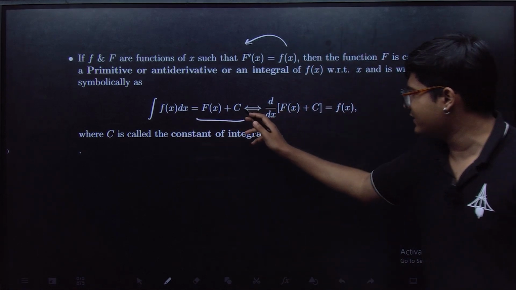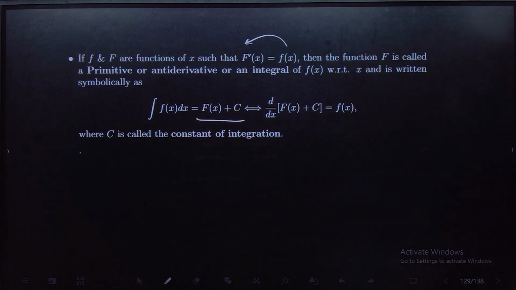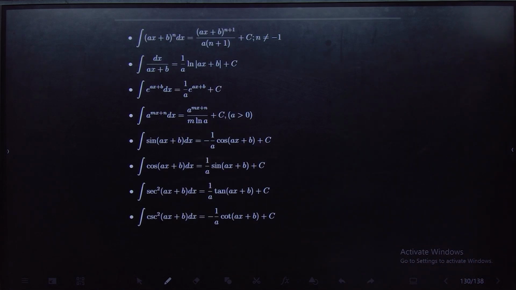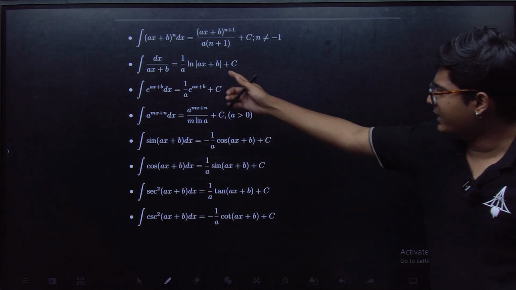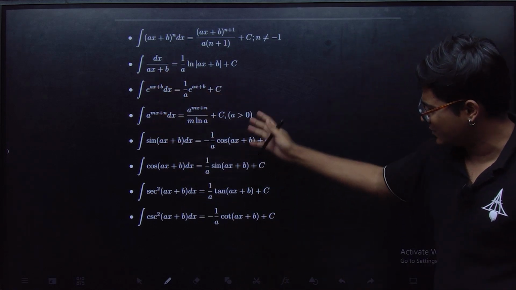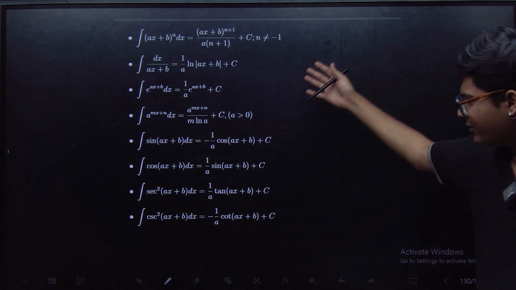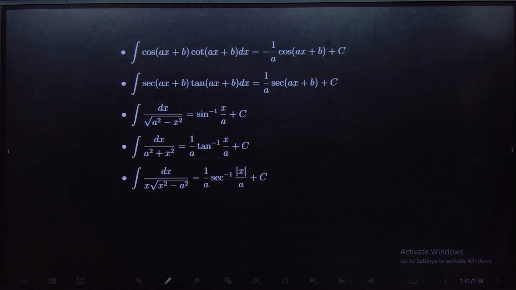So you can see this is true if and only if the derivative of F is equal to small f, right? Okay, cool. Now some standard integrals that you need to remember. Integral of (ax plus b) to the power n is (ax plus b) to the power n plus 1 by a times (n plus 1). Similarly, you can do it for 1 by (ax plus b), e to the power (ax plus b), a to the power (mx plus n), and so on and so forth, right? There's no point in me reading out these formulas, so you can pause the screen and take a screenshot, okay? So that's the first set of formulas for indefinite integrals. This is the next set of formulas, right?